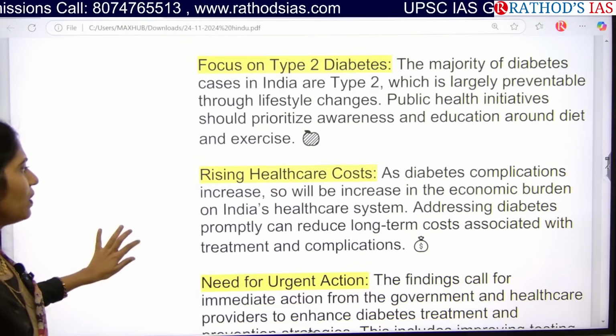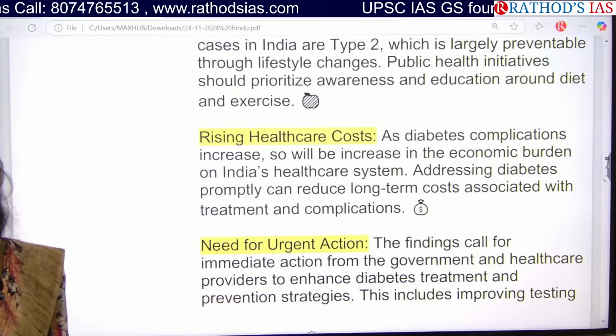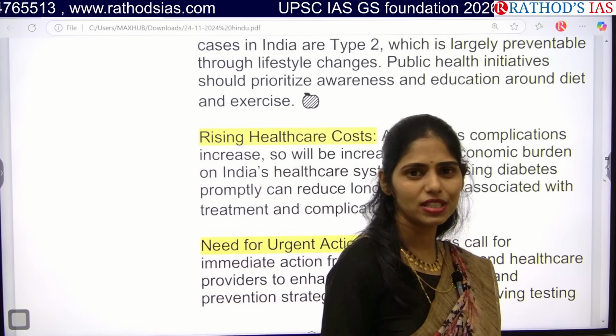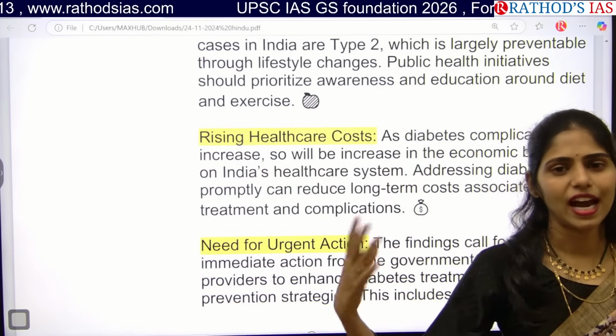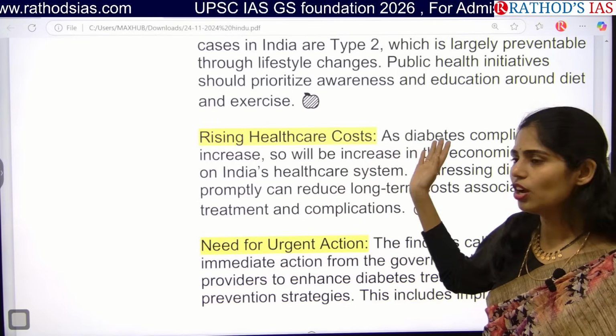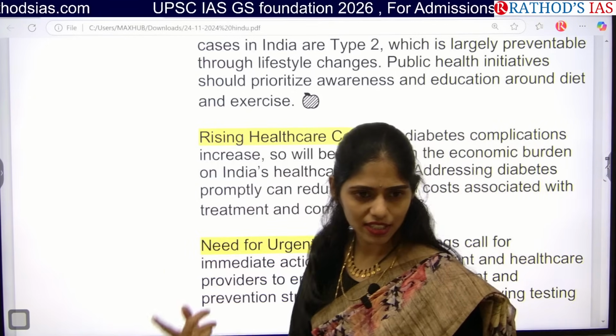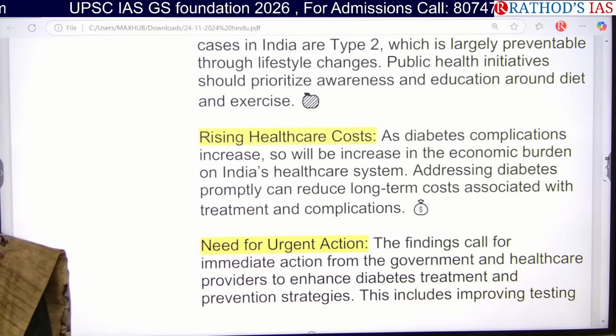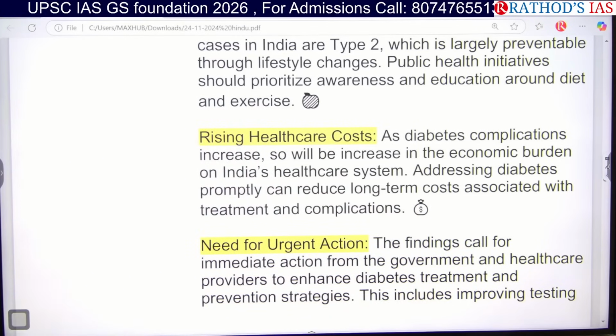And next, whenever diabetes complications increase, initially if you had diabetes and you're not managing it, that will lead to complications like heart disease or kidney disease. Then what happens? Obviously, the healthcare cost increases. And whenever the healthcare cost increases, there will also be an increasing debt trap on the family.